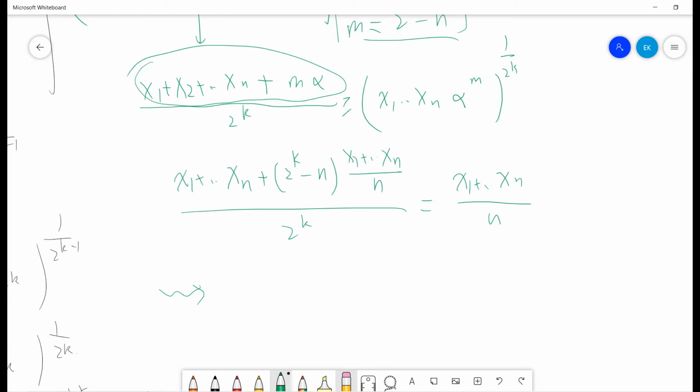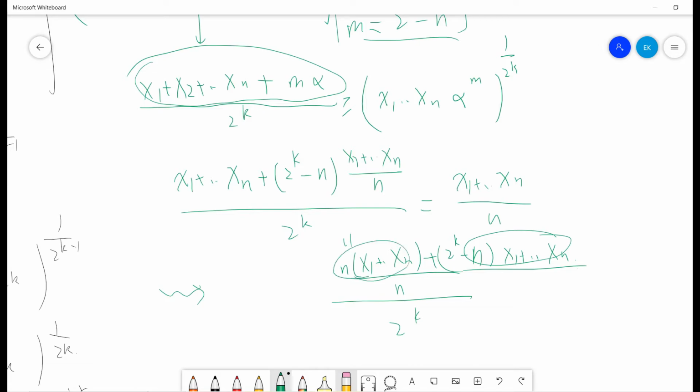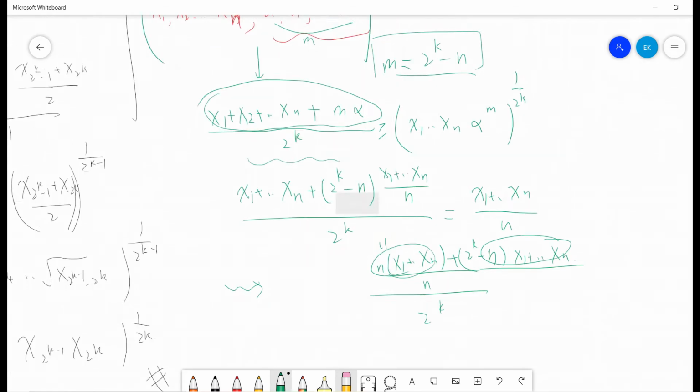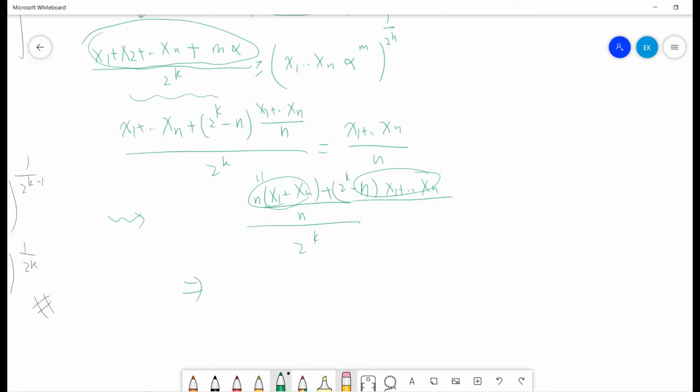Okay, so let me just write the detail. So you get n times (x1 plus up to xn) divided by n, plus (2 to the k minus n) times that same mean, right? So you see these two parts cancel. So you get 2 to the k times this, divided by 2 to the k. So you get the same thing, right? Okay. So now we get (x1 plus up to xn) divided by n is greater than or equal to (x1 up to xn times alpha to the m) to the 1 over 2^k.